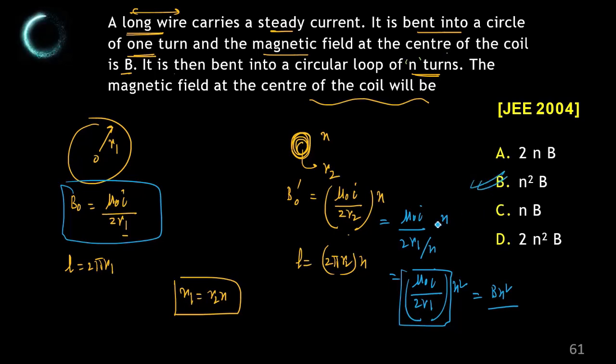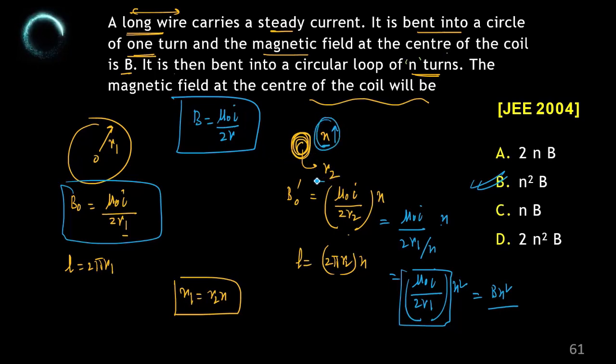So option number 2 will be the correct answer. Once I increase the number of turns, the radius R is decreasing. Initially the formula is B equal to mu naught I by 2R. Once I increase the number of turns, N will come in the numerator, so N will increase. And with the increasing number of turns, the radius of the coil is also decreasing. R is in the denominator, so it is decreasing, which means overall B will increase.